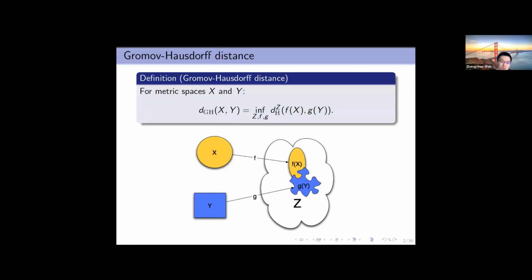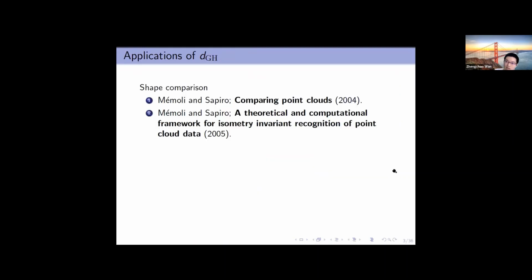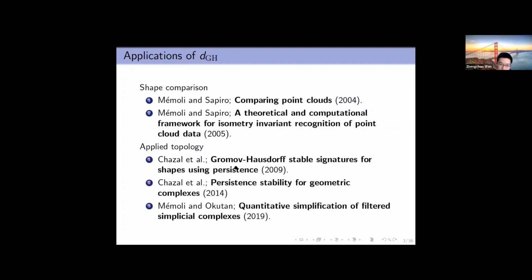The Gromov-Hausdorff distance is a natural distance between metric spaces. Starting from two metric spaces, you can first isometrically embed them into some ambient space and compute the Hausdorff distance between their images within the ambient space. If you take the infimum of the Hausdorff distances over all isometric embeddings into ambient spaces, then you obtain the definition of the Gromov-Hausdorff distance. The distance has been used in differential geometry for studying manifold convergence, and recently found its application in shape analysis, and also in applied topology for establishing stability of topological invariants.